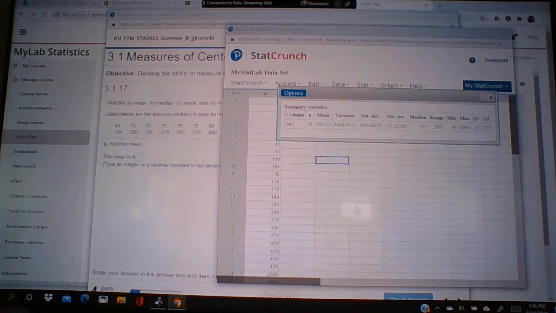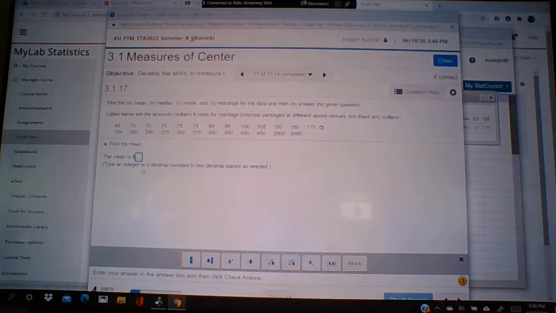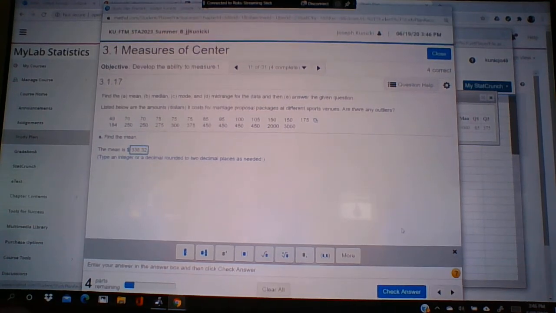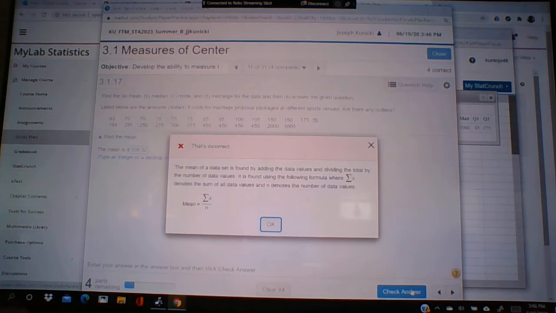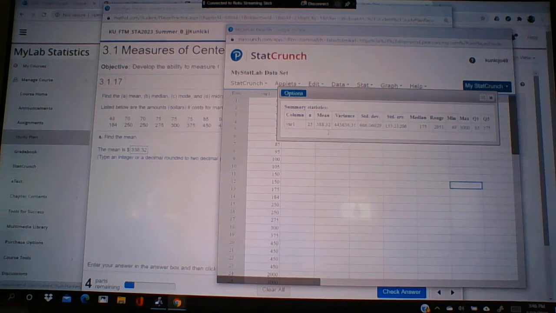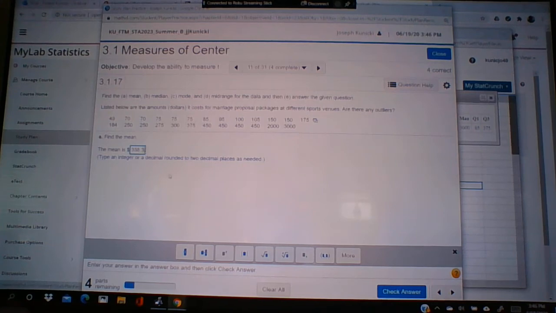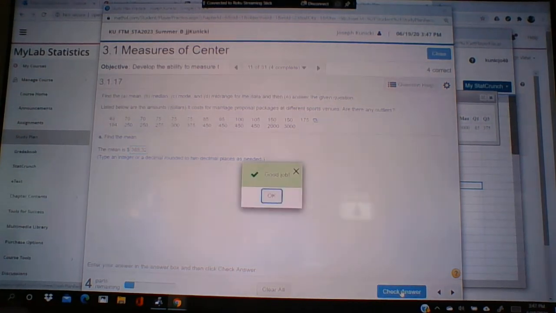So 338.32. Of course, that's in dollars. At the bottom, I hit check answer. It says that's incorrect. So let's see what I did wrong. So if I go back to the data, oh, it's 388.32. So I'm dyslexic. My bad. So it's 388.32. Either that or I'm half blind. Now it's correct. Good job.